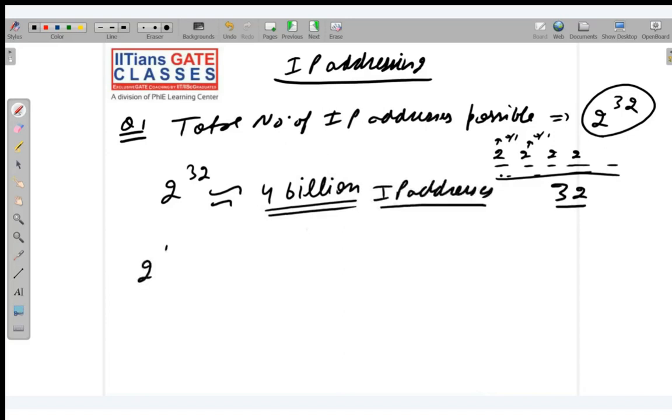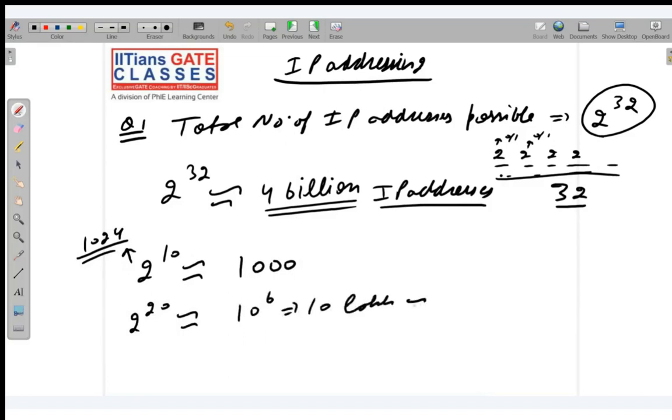So let me tell you, 2 power 10 is roughly 1000. Actually it is 1024, but roughly we will say 1000. 2 power 20 is roughly 10 to the power 6, that is 10 lakh, which is nothing but 1 million. 2 power 10 into 2 power 10 gives 2 power 20, and 1000 into 1000 is 10 power 6, that is 1 million. Roughly we will say these things. 2 power 30 will be 10 to the power 9, and it is 1 billion.